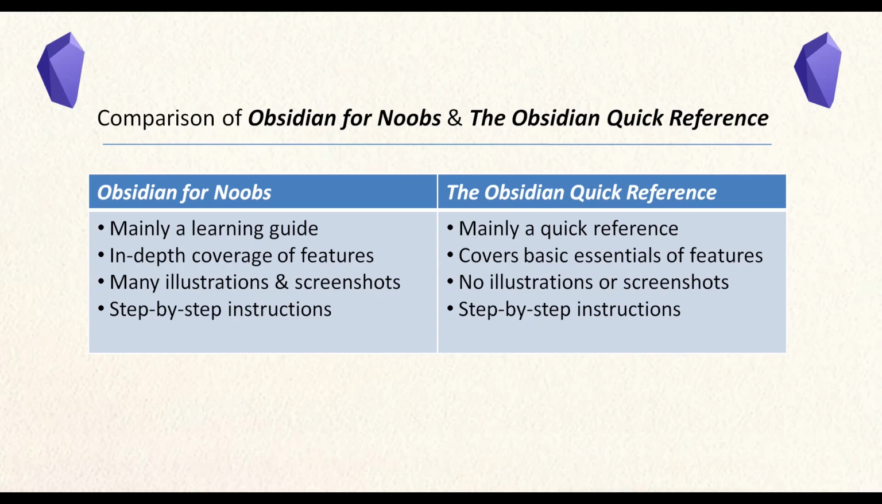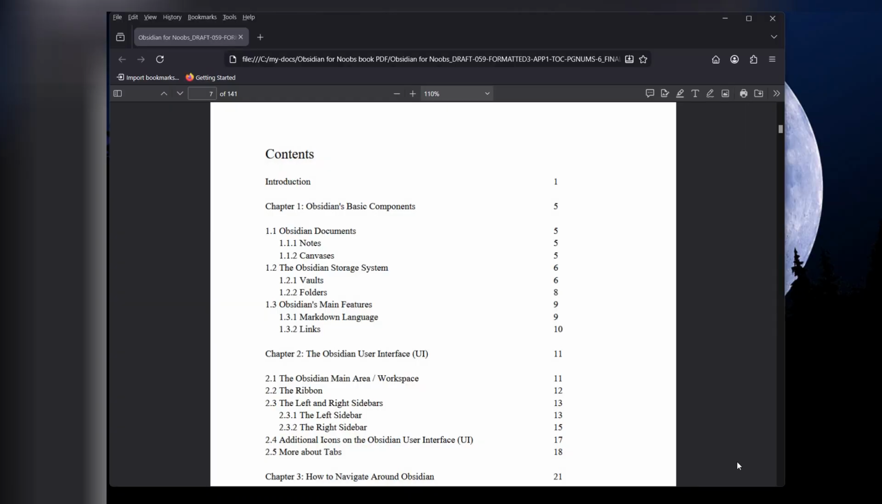And so to help you in making that determination, I'll now present a brief overview of each book to give you a better idea of what each book offers and how they're structured. Okay, I've got the Obsidian for Noobs book on screen now. I'm using the PDF version to demonstrate it because it's more clear, but the paperback version, which is what's for sale at Amazon, is laid out exactly the same way. Let's look at the table of contents first so you can see exactly what the book covers.